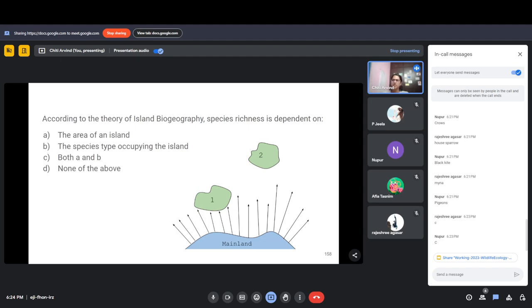Okay, so indeed you both are correct, and the correct answer is C. It depends on the area of an island and the species type occupying the island, right? Both these factors.